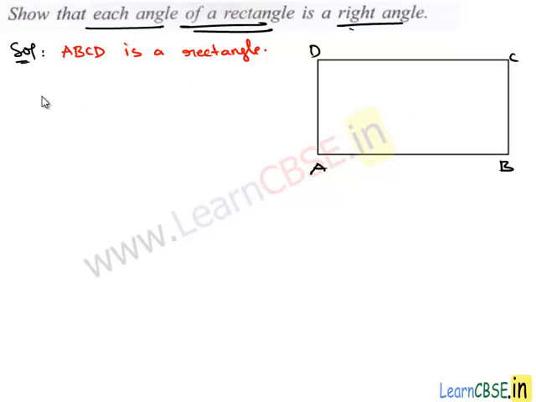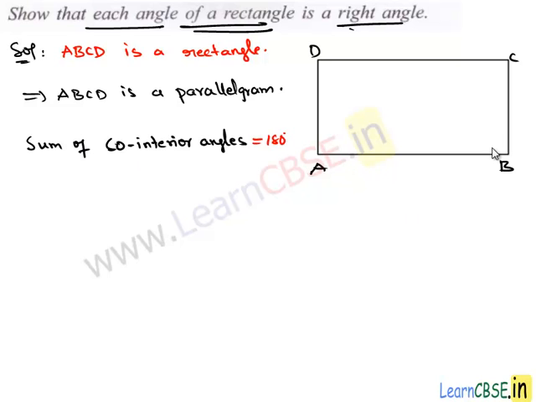If ABCD is a rectangle, then ABCD is also a parallelogram. That is, every rectangle is a parallelogram. And we know that in a parallelogram, two sides are parallel. Here also in the rectangle, two sides are parallel. And from the properties of a parallelogram, the sum of co-interior angles is 180 degrees. That is, they are supplementary. If we take any two interior angles, A and B or C and D, their sum must be 180. Therefore, angle A plus angle B is 180 degrees.